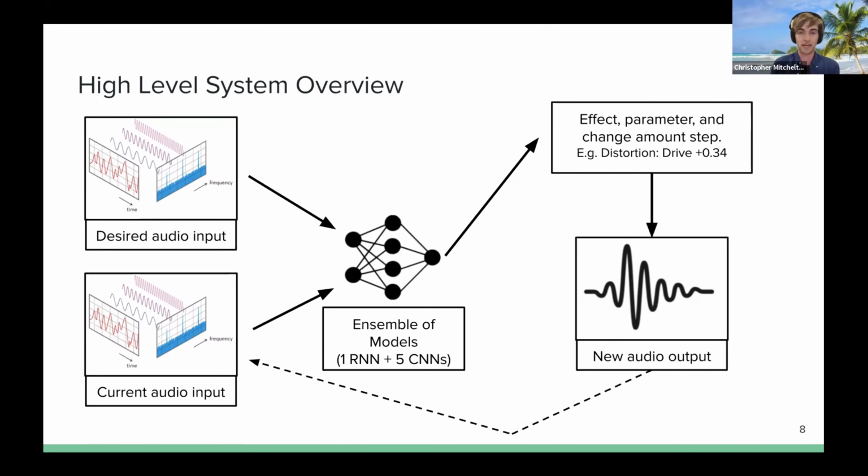And then what happens is we get a step. So the system chooses an effect and then takes a step in that direction and then gets closer to the desired audio. So it'll spit out, for example, the next effect is distortion, and you should adjust the drive to this amount. And then we get a new output audio, which we can feed back into the system and repeat over and over again.